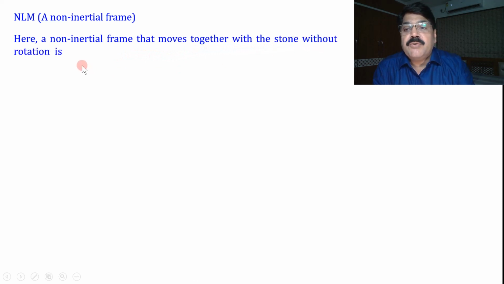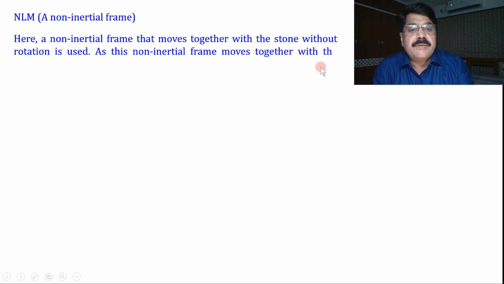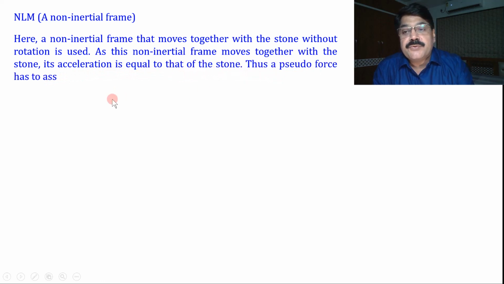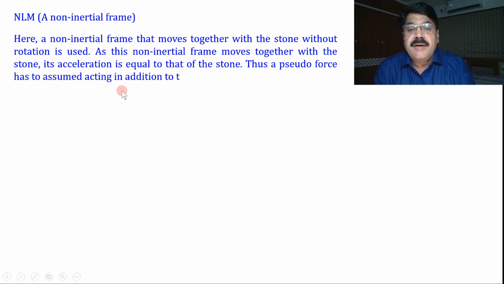So here, a non-inertial frame that moves together with the stone without rotation is used. As this non-inertial frame moves together with the stone, its acceleration is equal to that of the stone. Thus, a pseudo force has to be assumed acting in addition to the tension force of the string. If you choose this kind of non-inertial frame in circular motion, you will find more simplicity, and without any ambiguity you can take decisions.